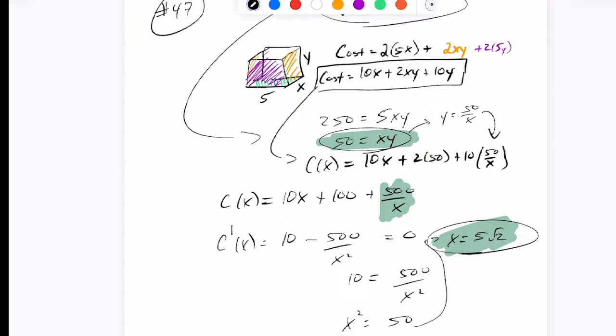500 over x is the same thing as writing 500 x to the negative 1. So when I take the derivative, I drop it down and subtract 1, and you end up getting this here. I got 5 root 2 for 47.